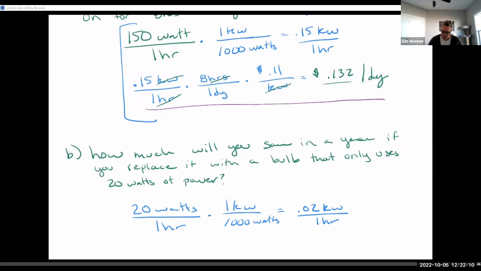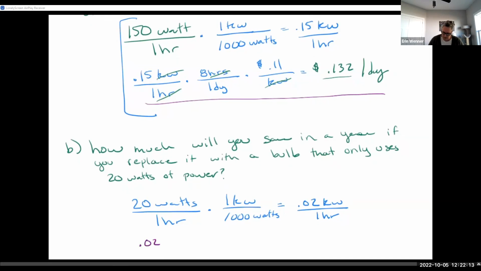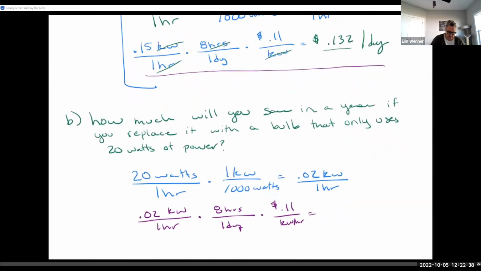Okay. We're going to do 0.02 kilowatts in 1 hour. And we're going to multiply it by 8 hours in 1 day. We're going to multiply it by still that 11 cents per kilowatt hour. So 0.02 times 8 times 0.11 gives us 0.07, or excuse me, 0.0176.